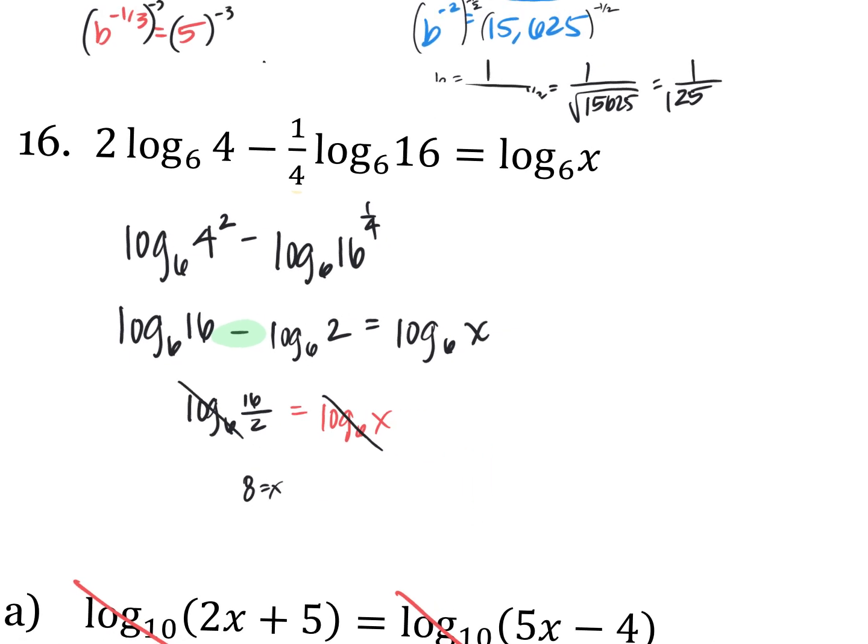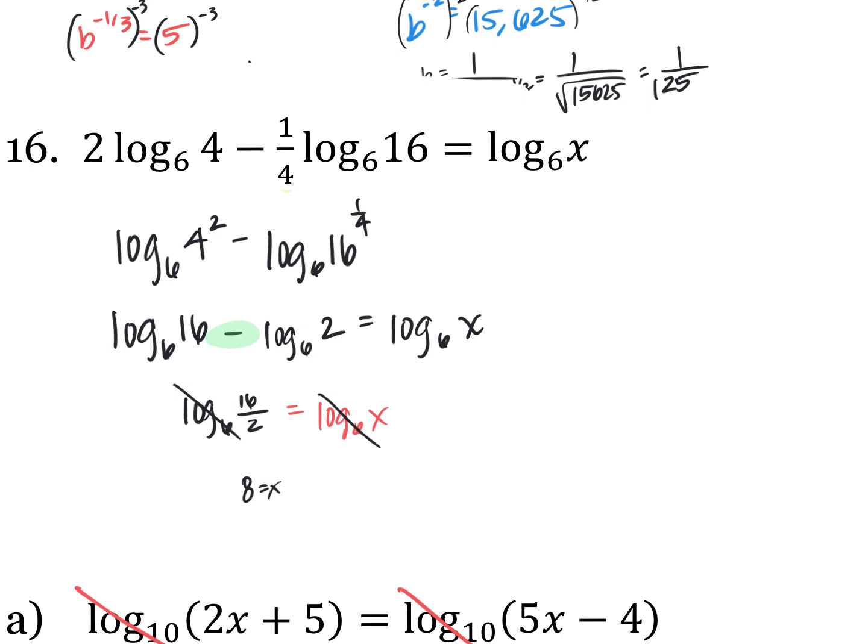Oh, Dar, what's up? How'd you get from the first step to the second step? From this step to this step? What is 4 squared? And then the fourth root of 16. You could use your calculator if you need that, but 2 times itself 4 times gets me 16.